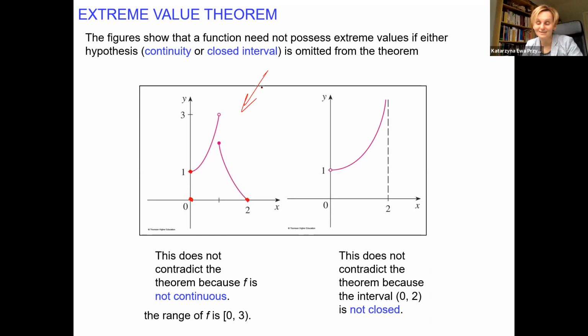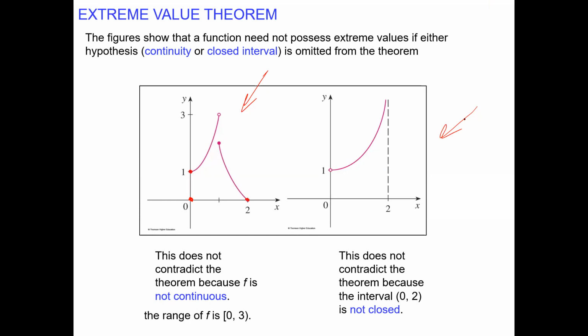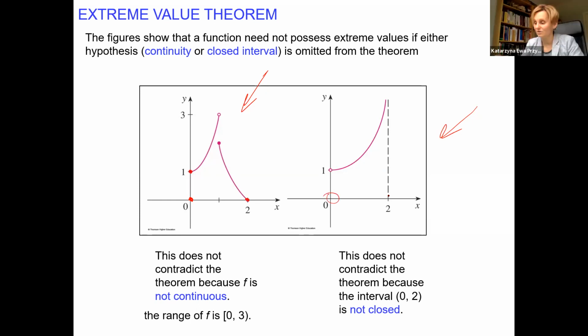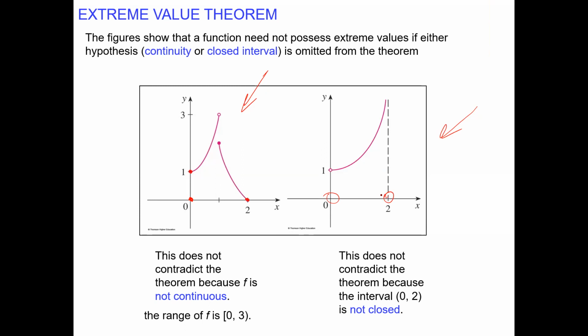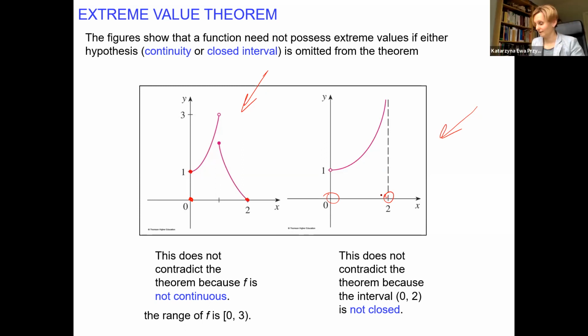No. 3 is not even, we don't have a value at 3. 2.9, 2.999. No, we have no absolute maximum. We have an absolute minimum, but that's not it. And of course, the second example is showing a continuous function, but it's defined on an open interval. It's not a closed interval. 0 doesn't have a value and 2 is an asymptote. In this case, it doesn't have a value either.